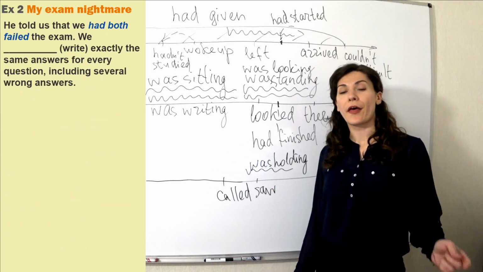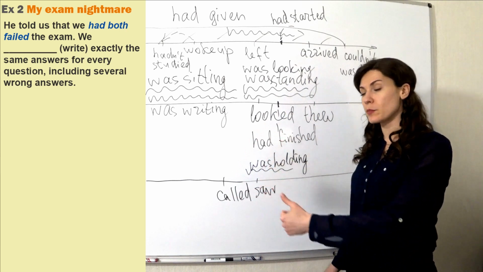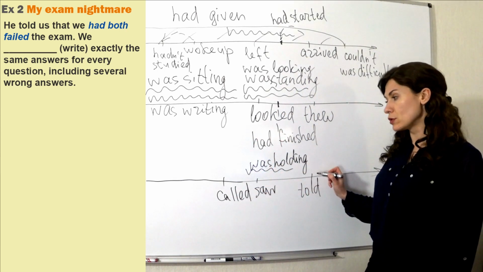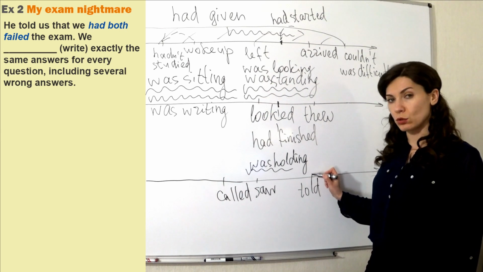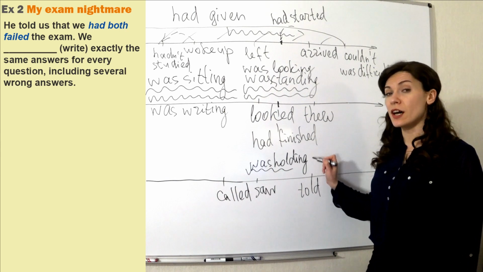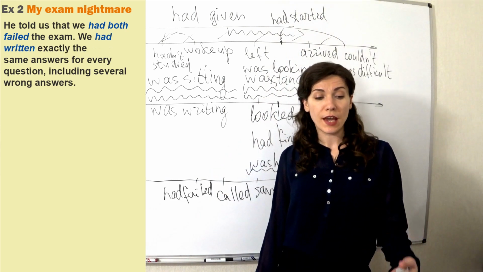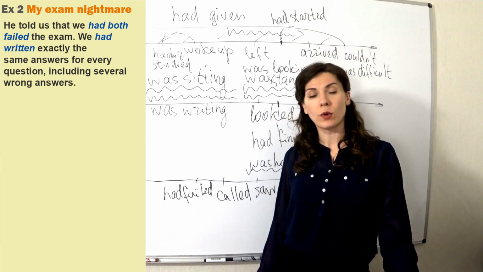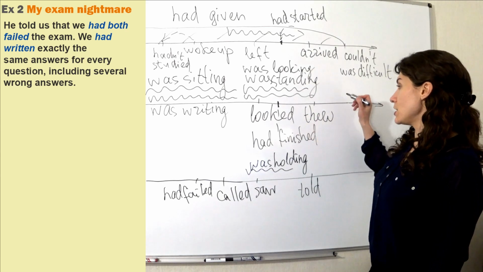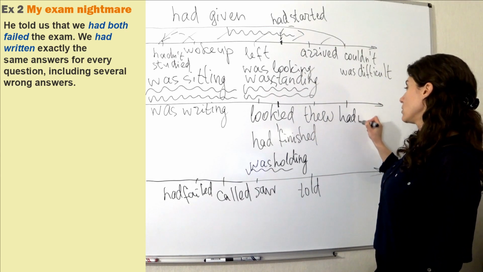He told us that we both had failed the exam because it had happened before. If I say that he told us that we failed, I would mean to say that after he told us we failed. But no, he had already decided on the mark. We had written exactly the same answers for every question because they had done it before this scene. Somewhere here while they were sitting in the class had written.